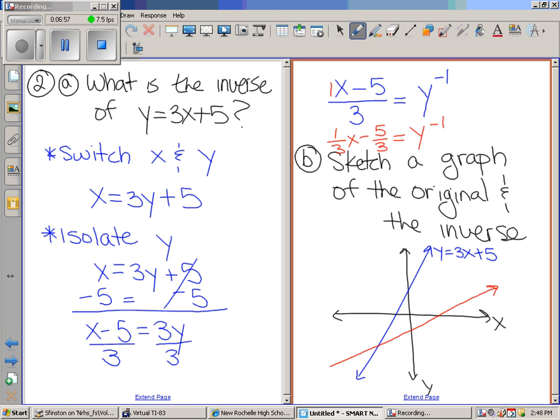Draw it in. This is y inverse equals 1/3 x minus 5/3. I'm sorry if that's a little cramped to see. You see it? You see what they look like? Okay, good. Now here's one last feature that I wanted to show you.